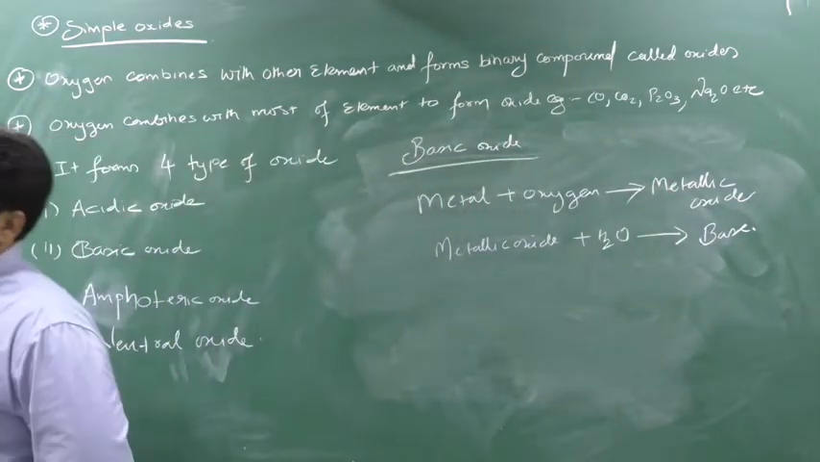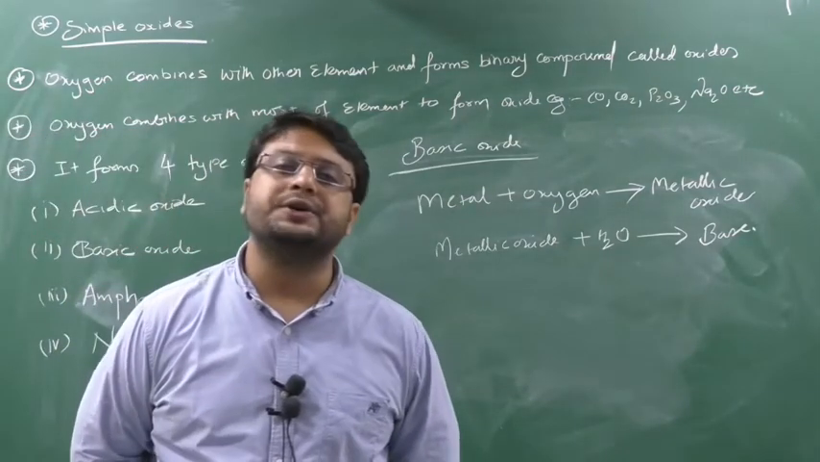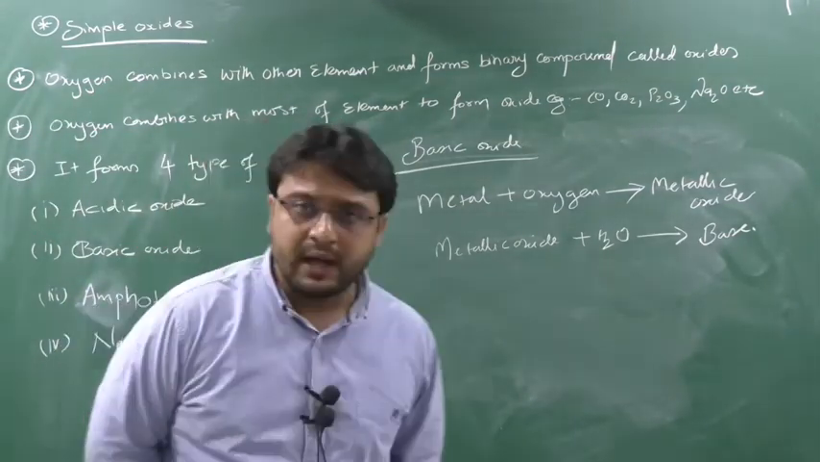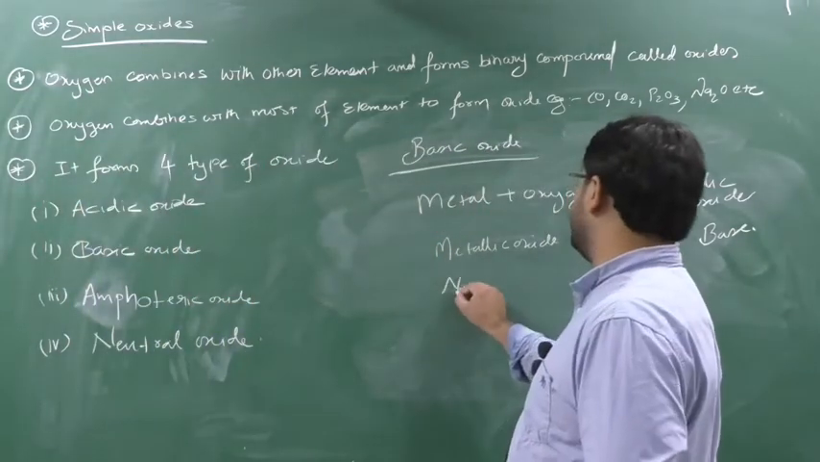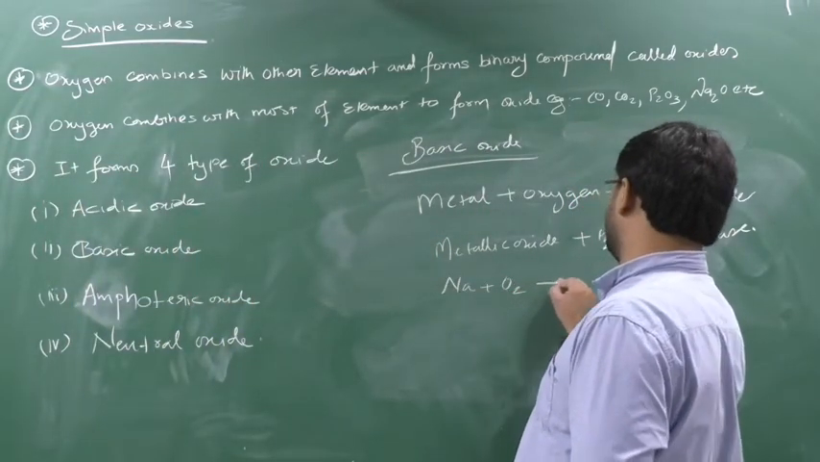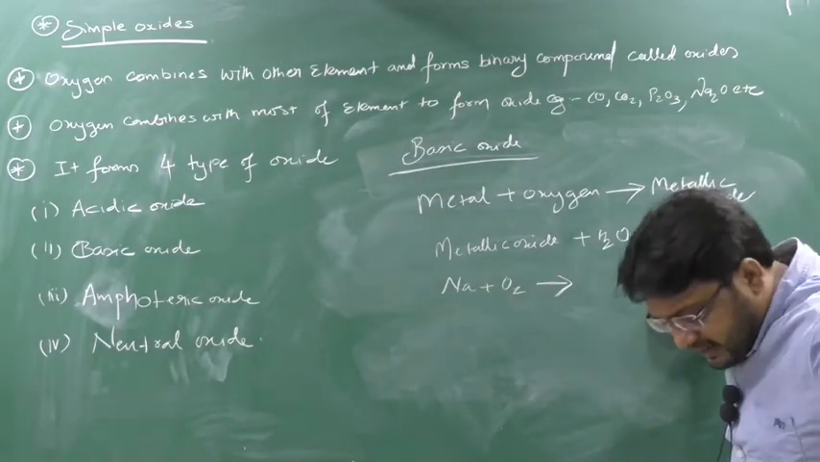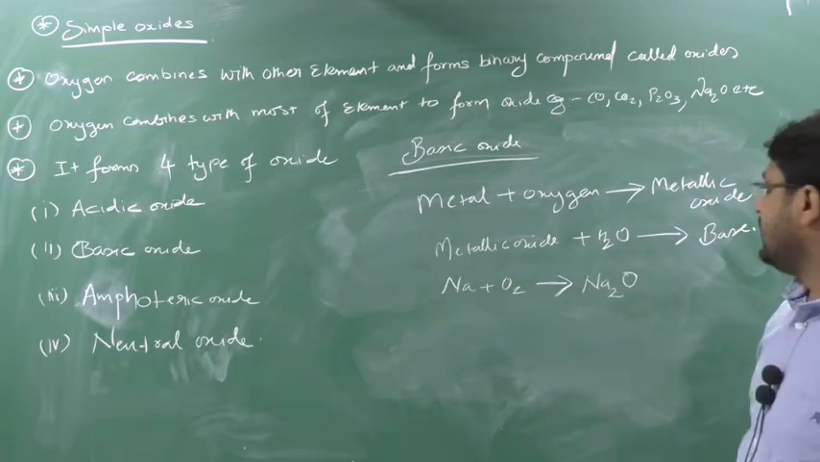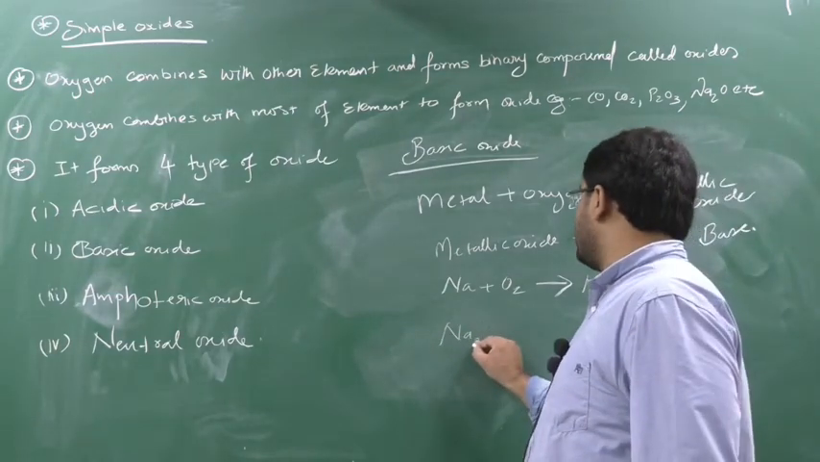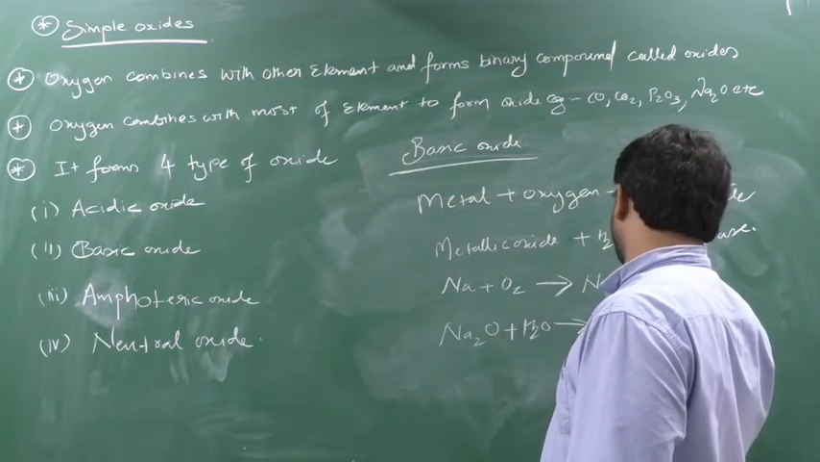So why are metallic oxides basic in nature? Because when metallic oxides are dissolved in water, they form a base. Clear? I will take one example. Suppose I am taking Na plus oxygen. Na is a metal, everyone knows this, and when I react it with oxygen, it forms an oxide known as Na2O. When this metallic oxide Na2O is dissolved in water, it forms a base known as NaOH.